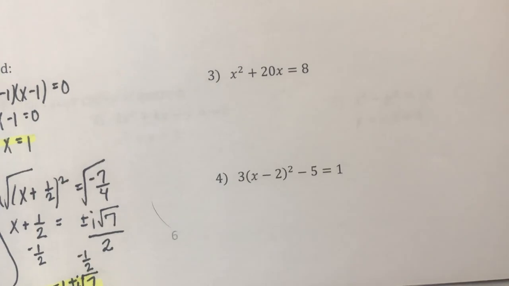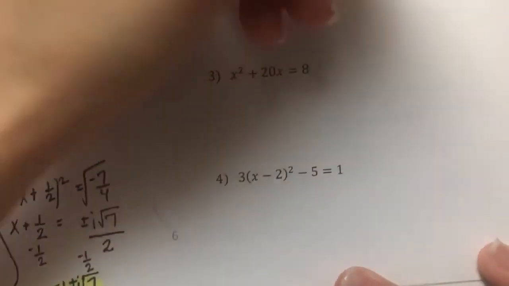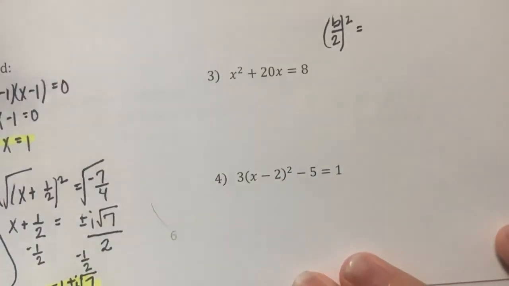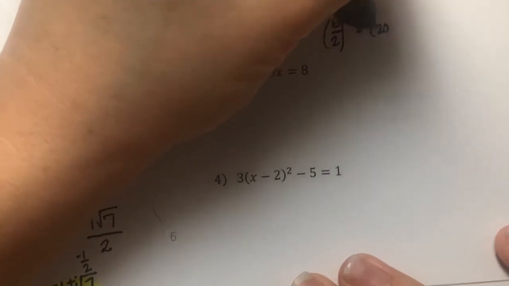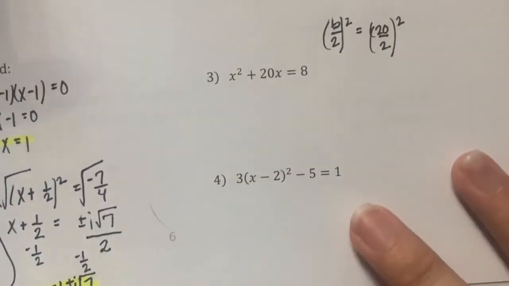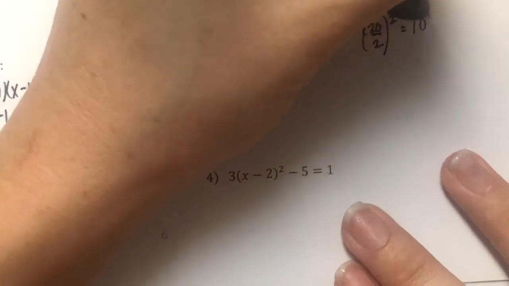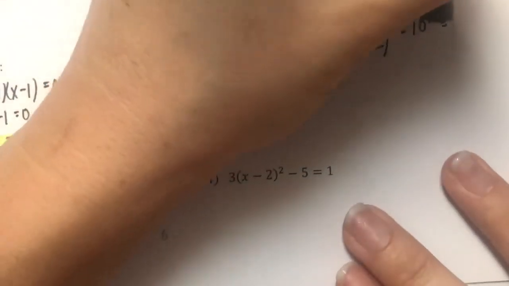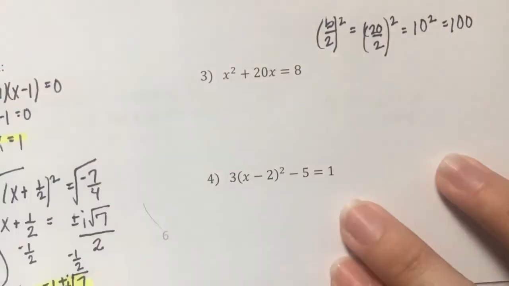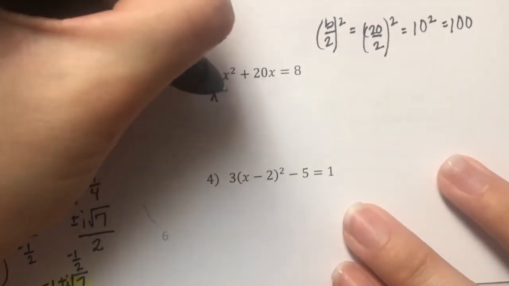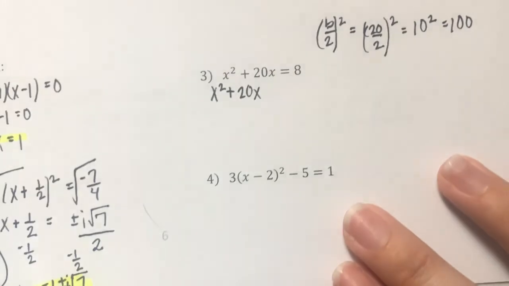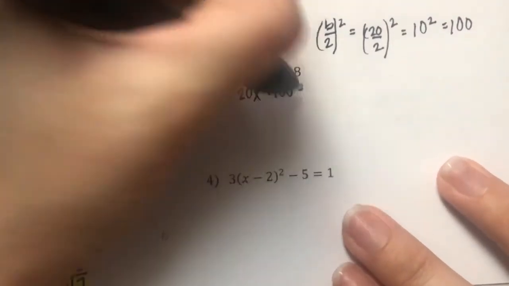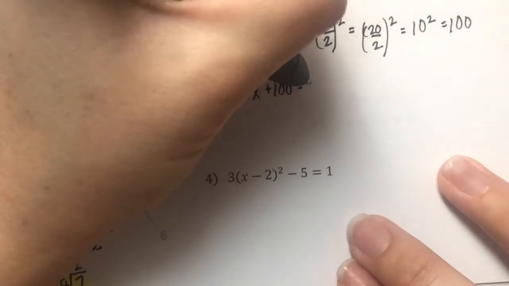It's already set up for you to complete the square. So you don't have to do any work to set it up, and it's probably even easier than number 2 to complete the square. So b is 20, so b over 2 squared would be 20 over 2 squared, so 10 squared. So I have to add 100 to both sides to complete the square. So I'm going to add 100 to both sides, so x squared plus 20x plus 100 right here, and then 8 plus 100 on the right side, so 108.